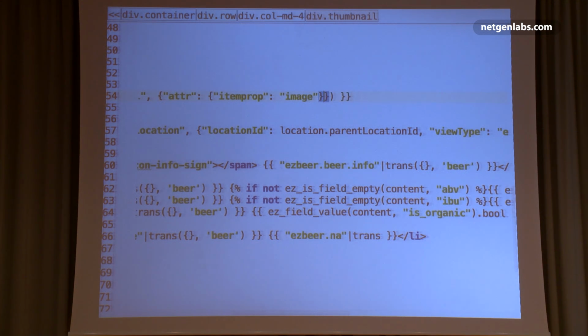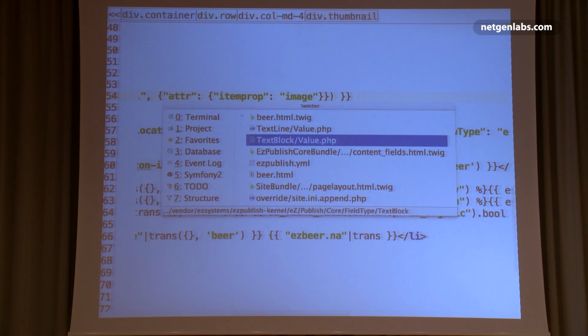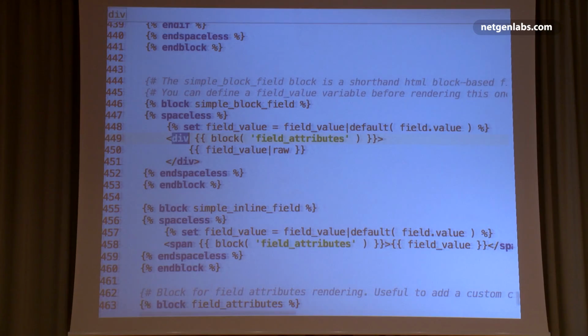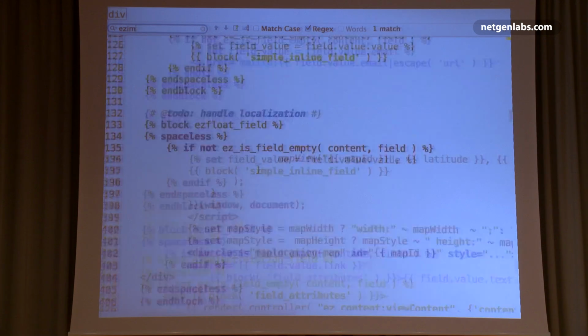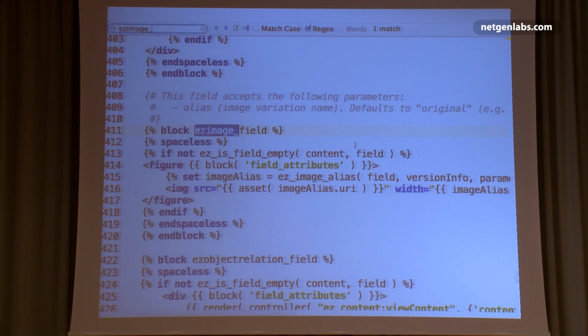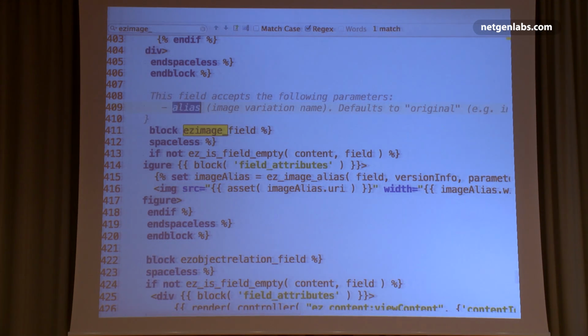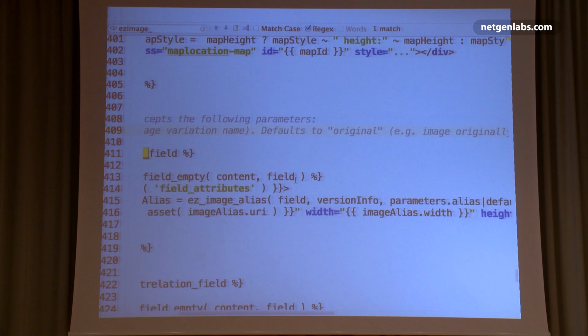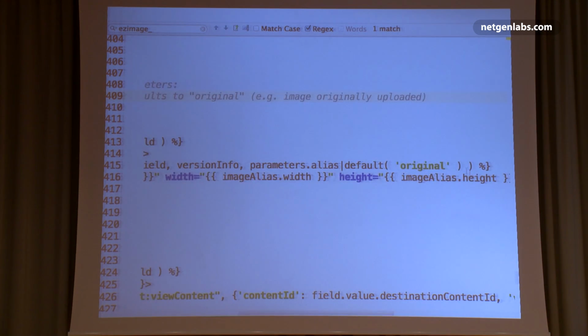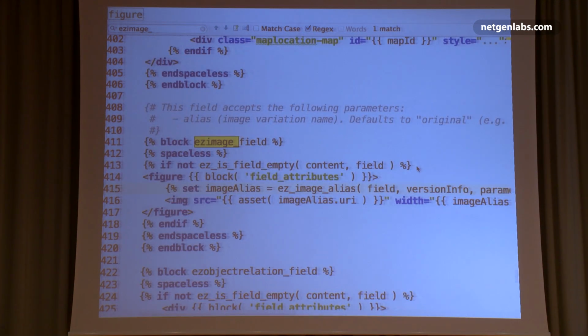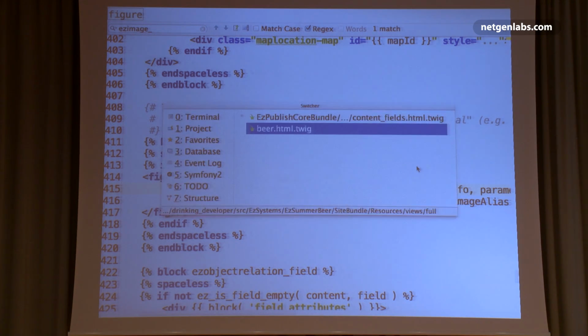This is the kind of thing that can be useful information in the content fields. If you search for easy image field, you will see that there is a comment saying we accept the alias parameter, and by default, it's using original. How would I connect, or how is the content label using this easy image field? How is that connected?